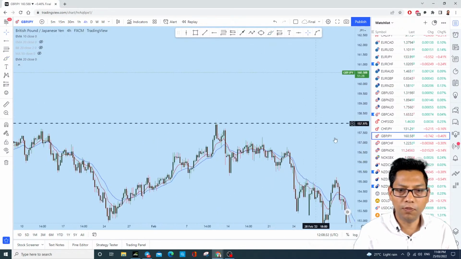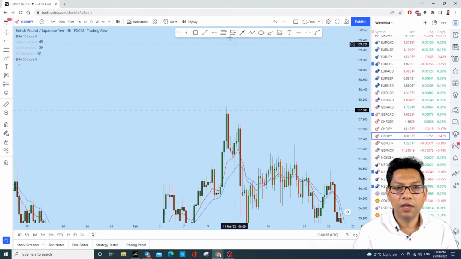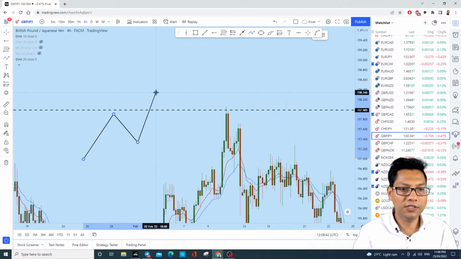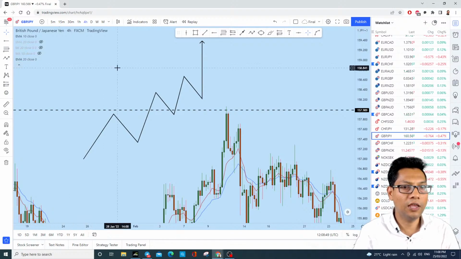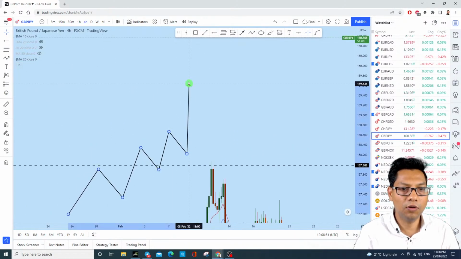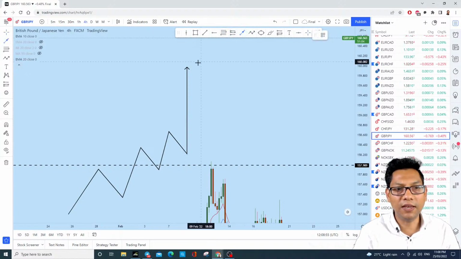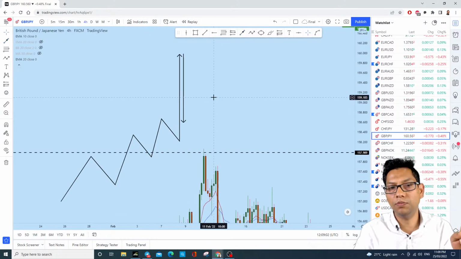One symptom is a false breakout. Say a trend is moving like this, the price is moving like this, and then suddenly breaks out of this channel, creating a huge move to the upside, and then again immediately a huge move to the downside. That is one symptom of a changing trend.